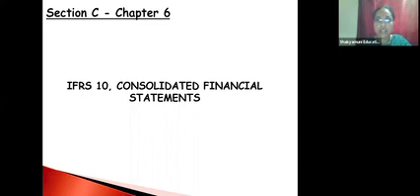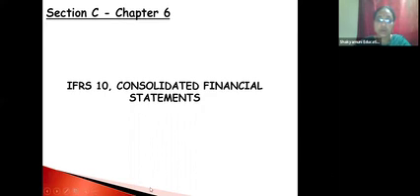IFRS 10. IFRS 10 deals with the consolidated financial statements. So in this session, we'll discuss only basic concepts about consolidated financial statements. There are different terminologies used while preparing the consolidated financial statements, so let us be thorough with those terminologies.